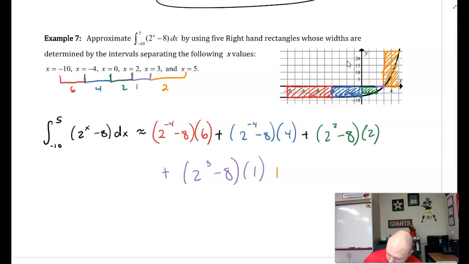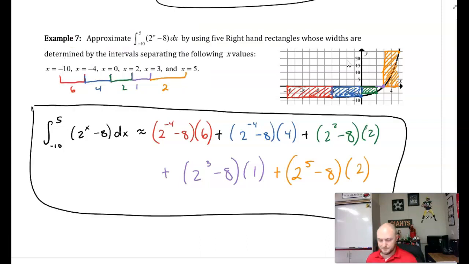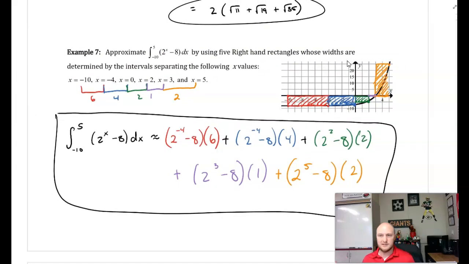Plus, lastly, we have 2 to the power of 5 minus 8 times 2. Okay, and there is our answer. Ta-da! Not too bad. Okay, all right, so those were some examples that incorporate graphical design.